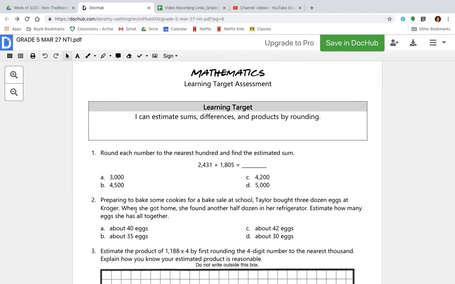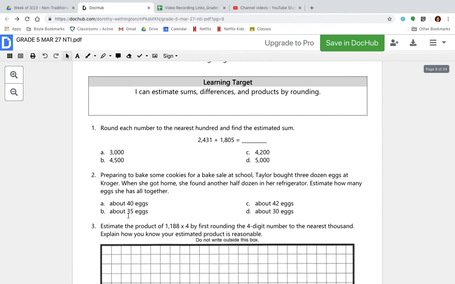Number 2. Preparing to bake some cookies for a bake sale at school, Taylor bought 3 dozen eggs at Kroger. When she got home, she found another half dozen in her refrigerator. Estimate how many eggs she has altogether. A. About 40 eggs, B. About 35 eggs, C. About 42 eggs, or D.